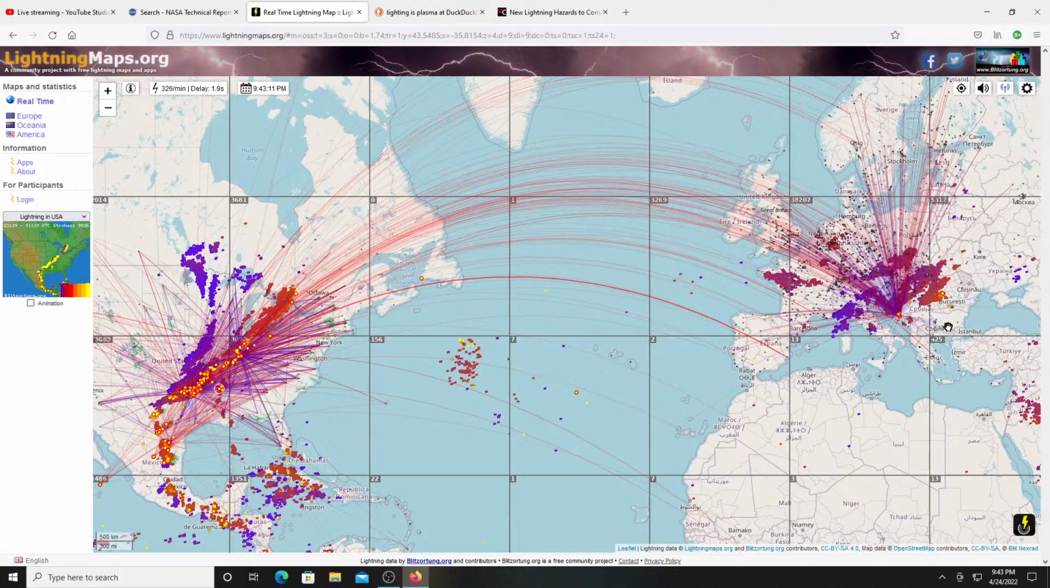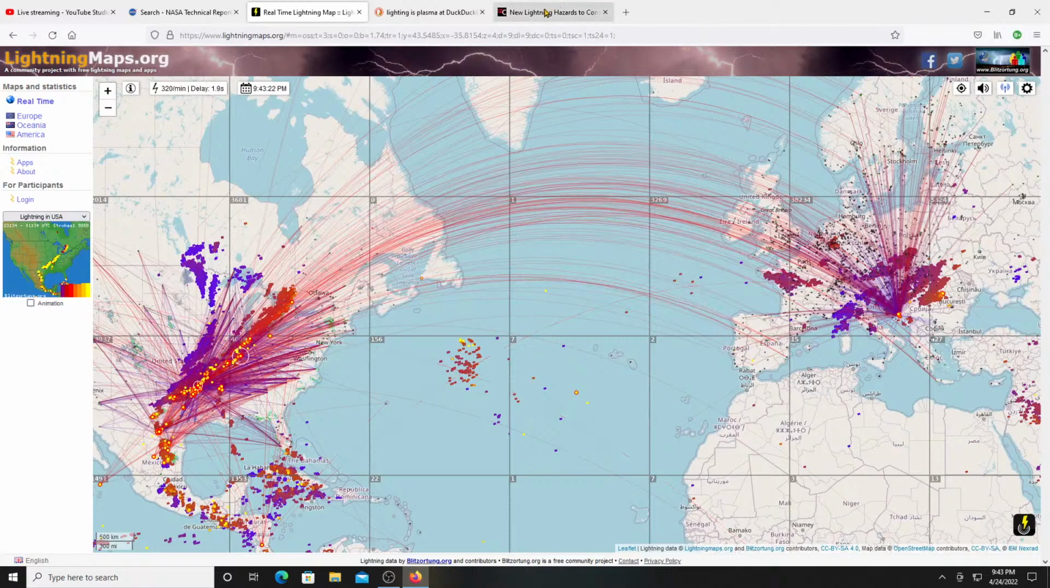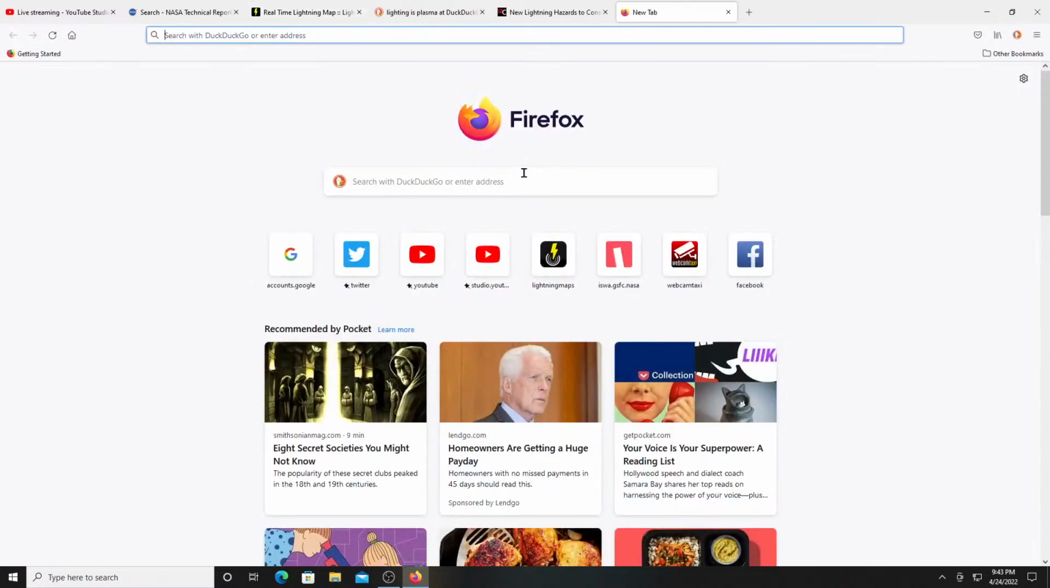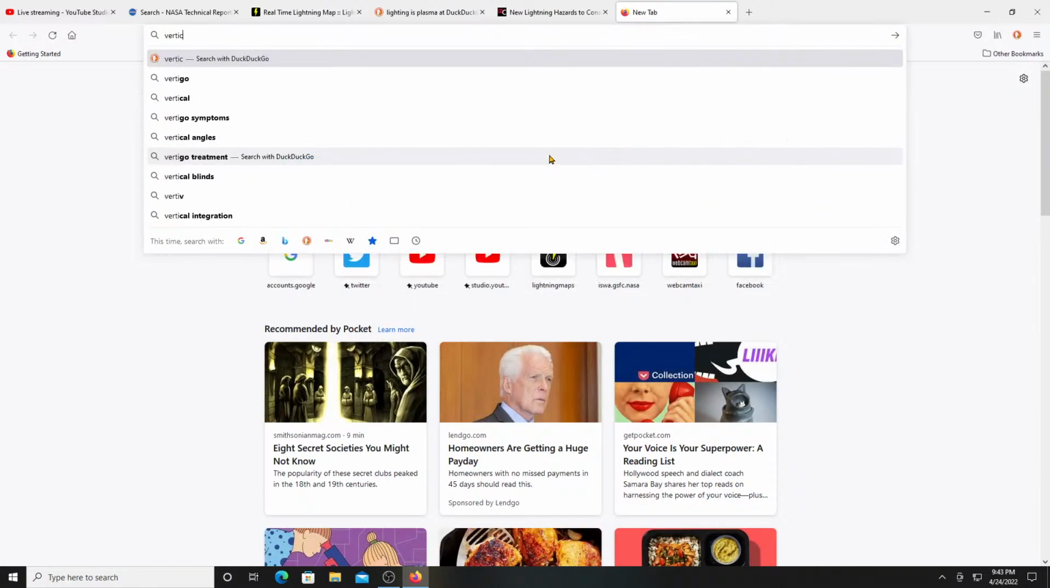So let's see, vertical type lightning. I'm sure there's some kind of vertical type lightning in this area too. You all, I'm sorry, but this area has been bombarded. It has for over a month. And over here has really been getting a lot of stuff too. It really has. Vertical lightning.